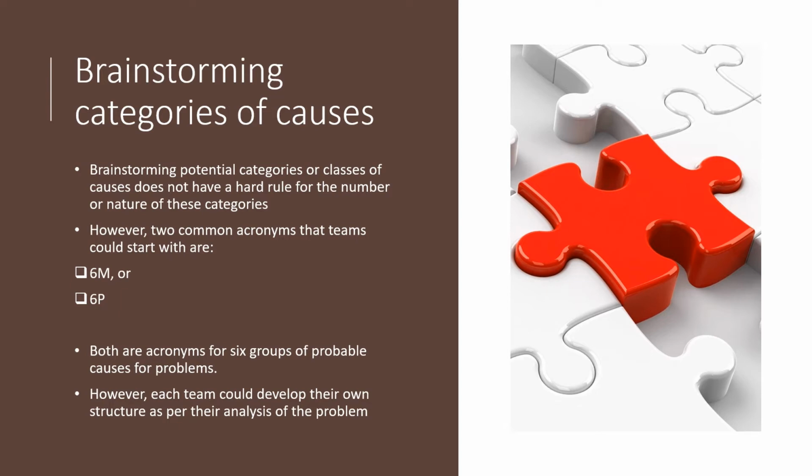To make things simpler, there are two common templates that are used by different teams for brainstorming major groups of causes. These two templates are the 6M and 6P templates. Both templates are acronyms for 6 groups of probable causes for different problems. However, each team could develop their own structure as per analysis of the problem. You can simply brainstorm for your own major groups of causes, as we will see later with an example.